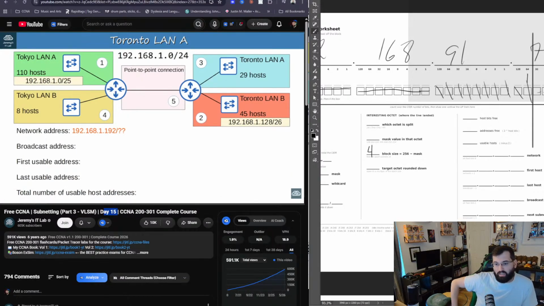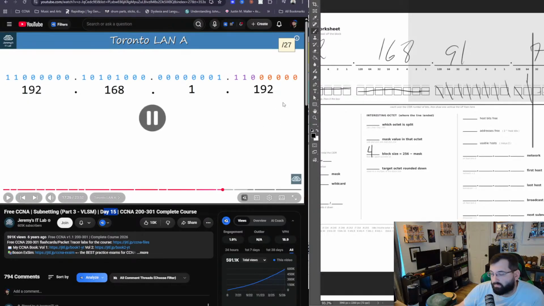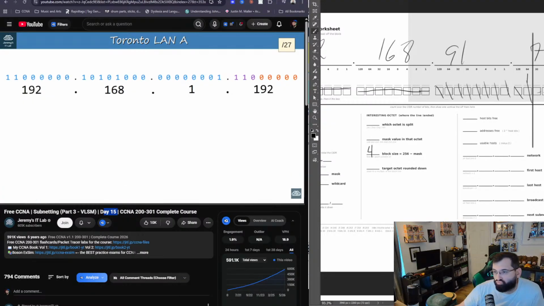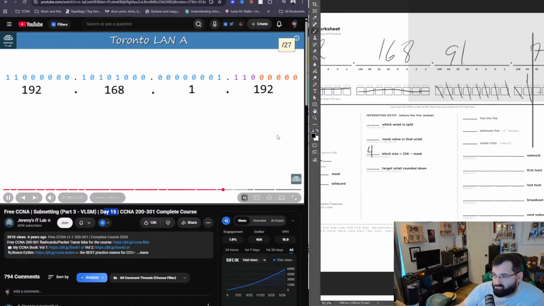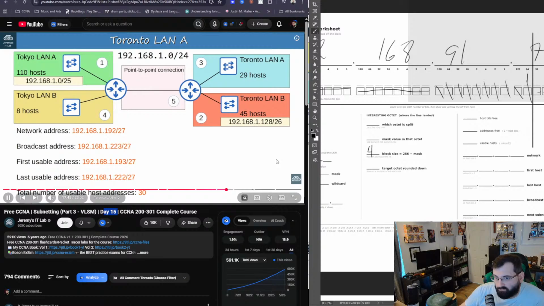Hopefully you found the usable addresses and all that. Let's check. Toronto LAN A requires 29 hosts, so we should use a /27 prefix length, which leaves 5 host bits, and therefore 30 host addresses. So 192.168.1.192/27 is the network address, and 192.168.1.223 is the broadcast address. With this information, we can determine the first and last usable addresses. So here are the answers for Toronto LAN A.